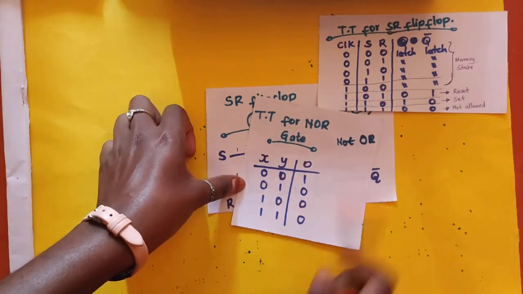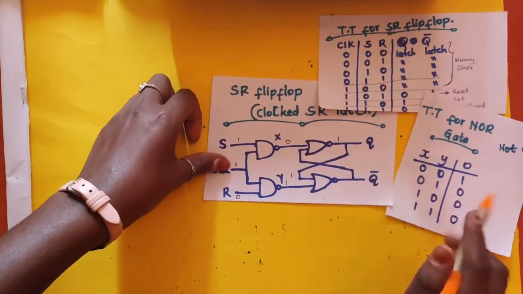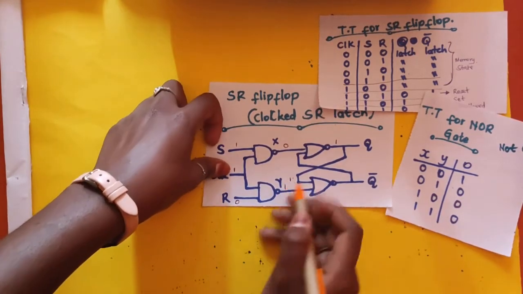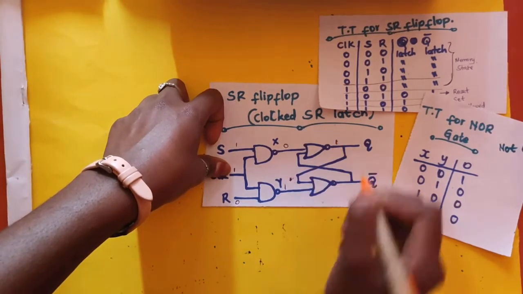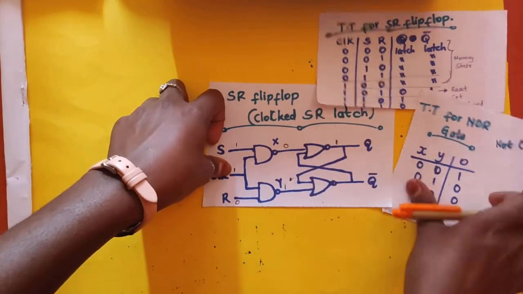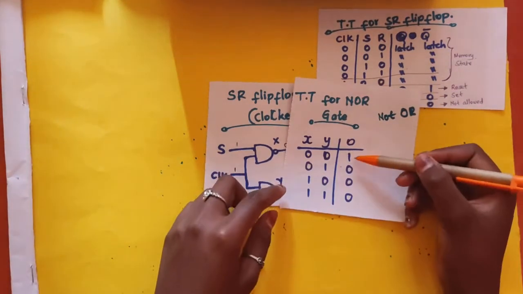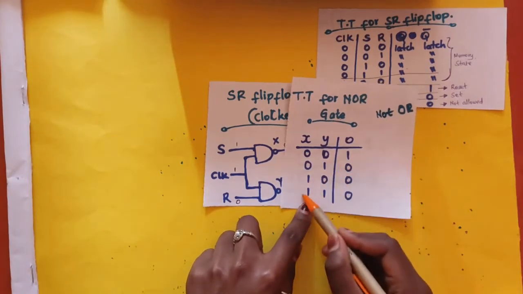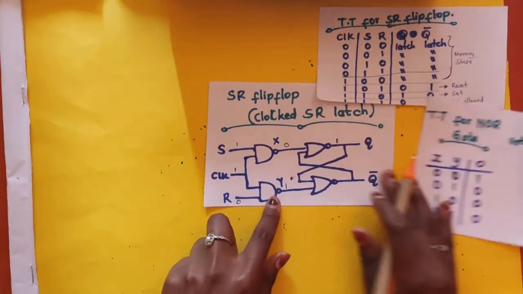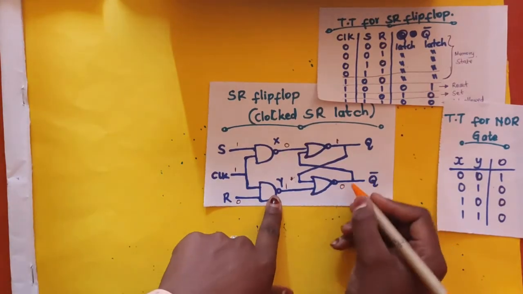I'm sorry, I used the wrong chart. So whenever we have a 1, let's go back here. Let's remove this. Whenever we have a 1, it will do exactly the same thing. Whenever we have a 1 in this gate, 1 1 1, then the output is a 0. So the output here will be 0.